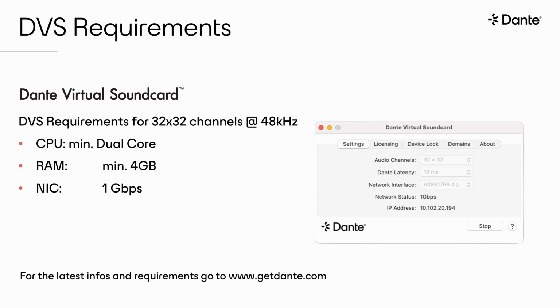Here at Audinate, we often get asked what computer specifications are required for a machine running DVS. Generally speaking, DVS requires a minimum of a dual-core CPU with a minimum of 4 GB of RAM and a 1 gigabit network interface for any channel configurations above 32 by 32 at 48 kHz.